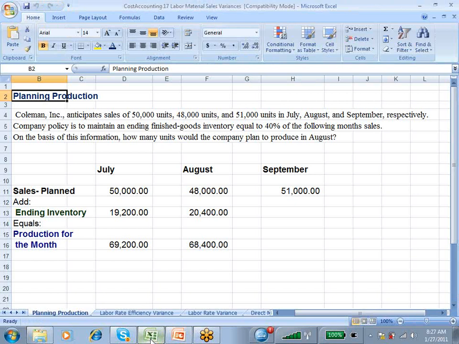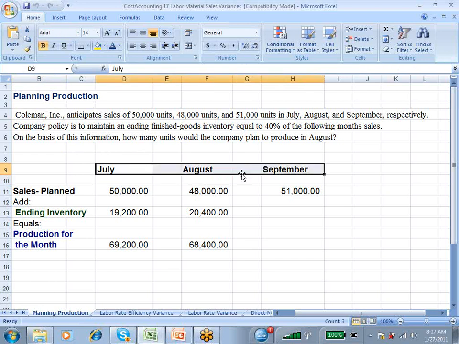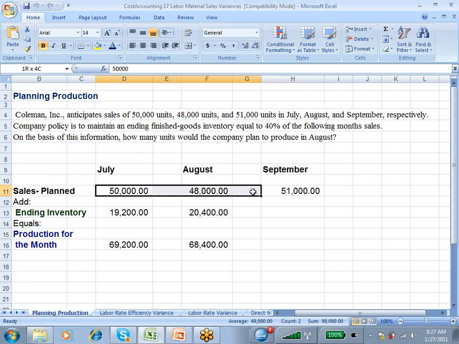This is a series of problems that a student of mine was assigned, and they all deal with advanced accounting concepts. The first one's a little easier than the others. It talks about planning production in a manufacturing environment, and a company has sales that they anticipate by month. It says in the first line, Coleman anticipates sales of 50,000 units, 48,000, and 51,000 in July, August, September. So we've got the months across the top of the chart, and we have sales under each one of the months.